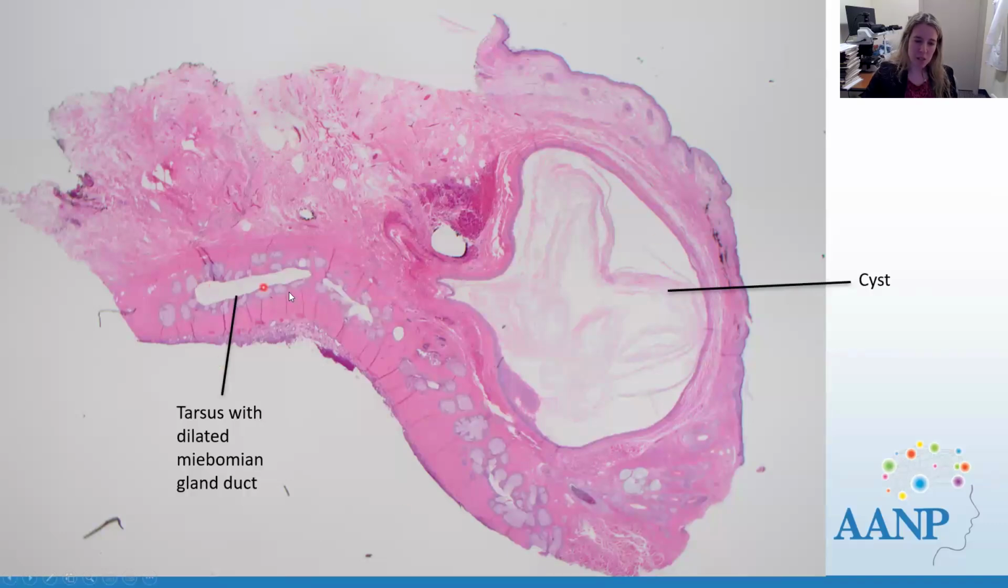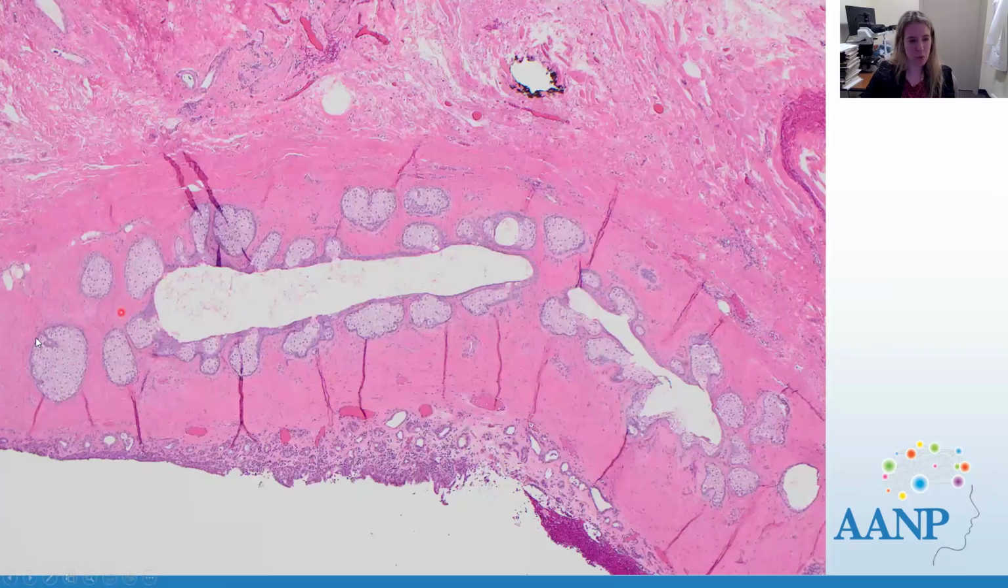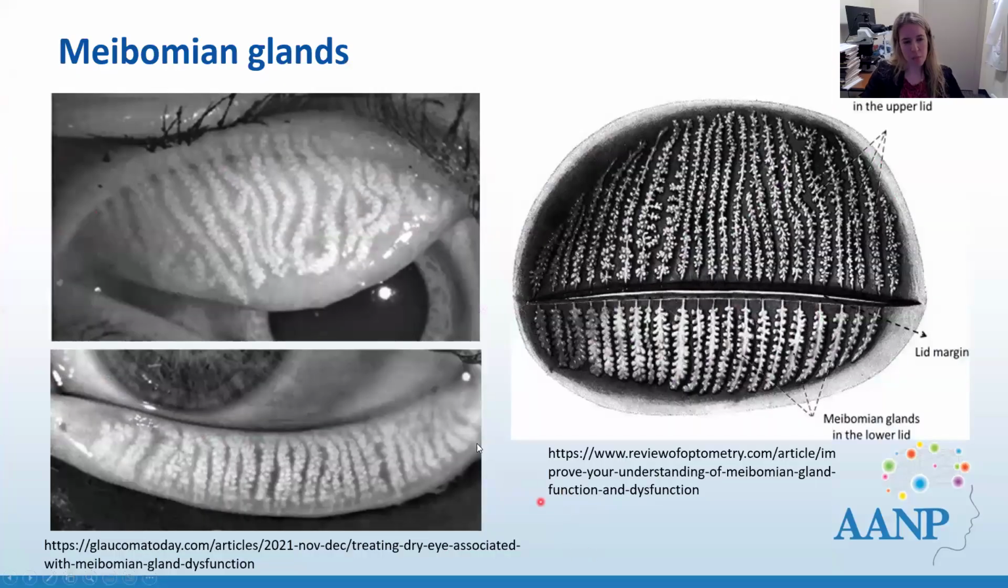And you can see that there's a meibomian gland along the whole length of the tarsal plate with a dilated duct. It's just showing you a little bit more closely some of that. It's a beautiful kind of architecture of the meibomian gland. And here's the conjunctiva underneath. And the meibomian glands, just as a reminder, there's a lot of them.